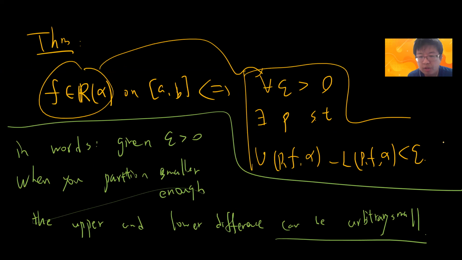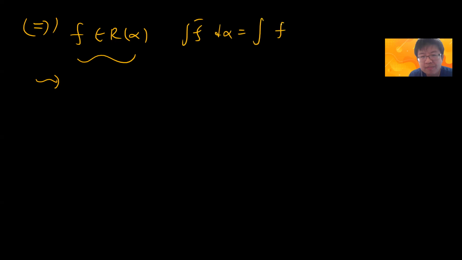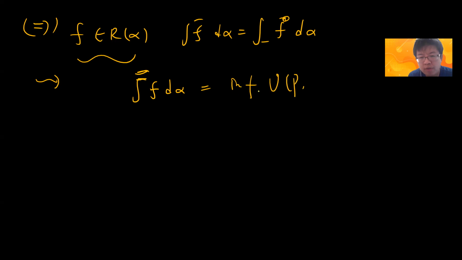So this direction is almost trivial, because you start from here and use this inequality, and you just write down the answer. Now this direction is what I have to prove. It's a little bit difficult. Suppose f is in R alpha. What does it mean? It means that the upper and the lower integrals are the same. But somehow this property is very hard to use. So remember that the upper integral is defined to be the inf of the upper sums, and the lower integral is the sup of the lower sums.